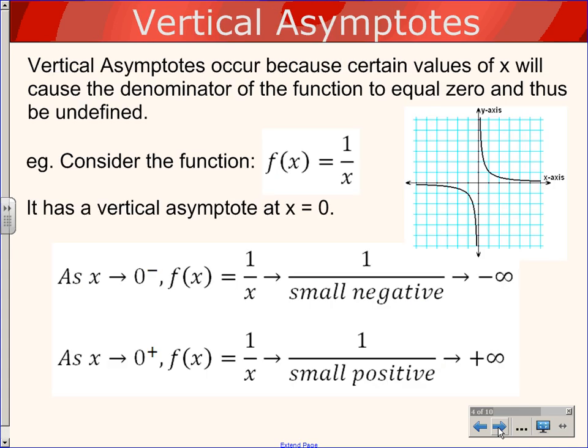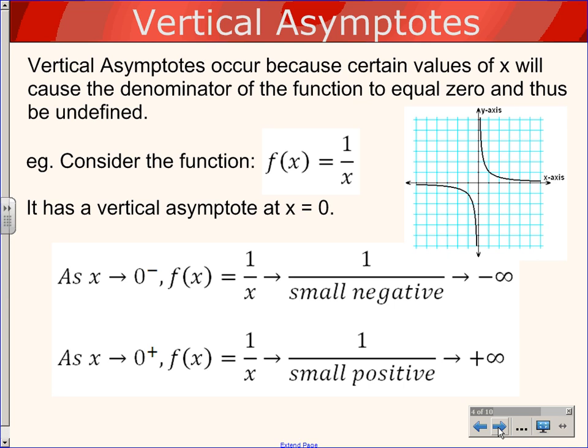Vertical asymptotes are easier. The reason we get vertical asymptotes with rational functions is because we can't allow the denominator to be 0. And that's the only reason we get a vertical asymptote. It's all about the denominator. The numerator actually makes no difference at all to the location of a vertical asymptote.